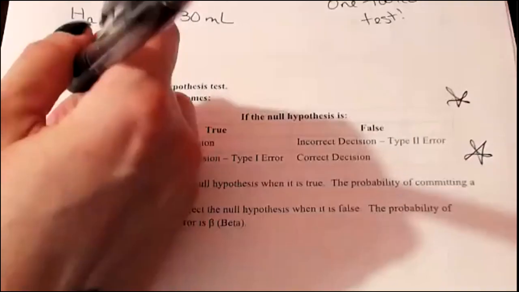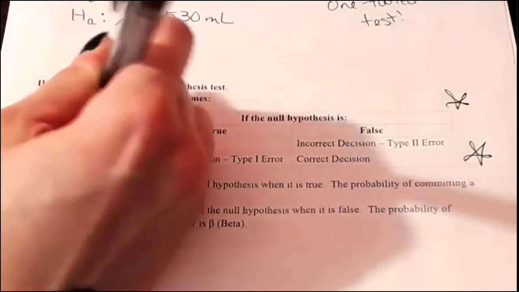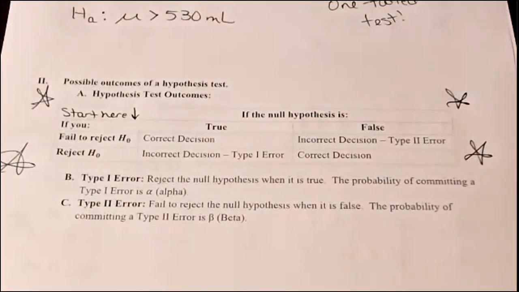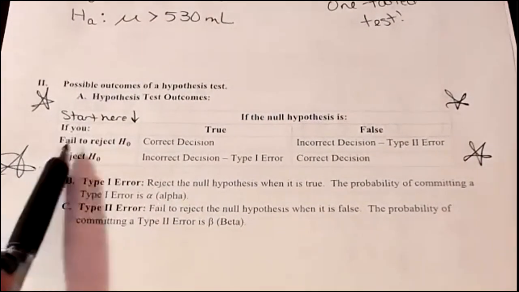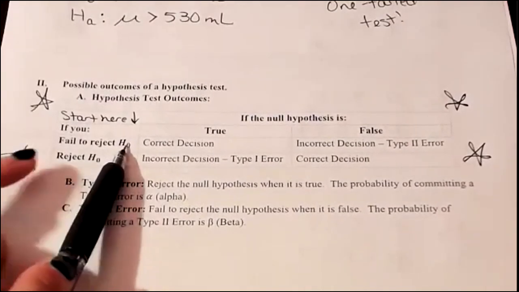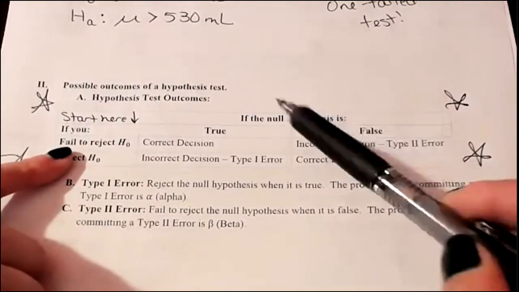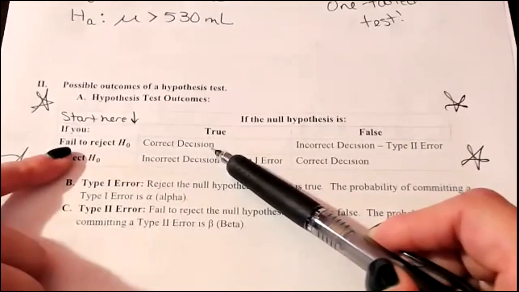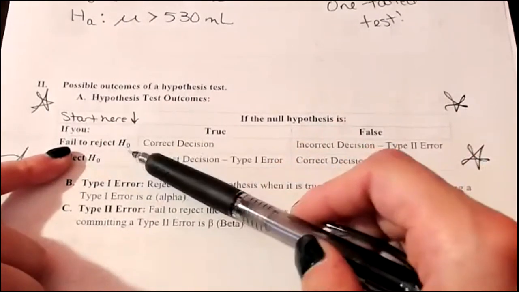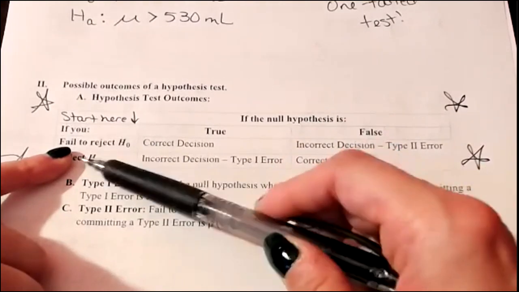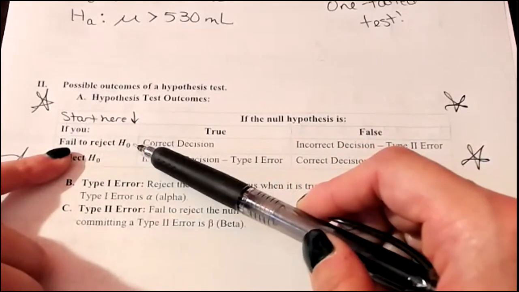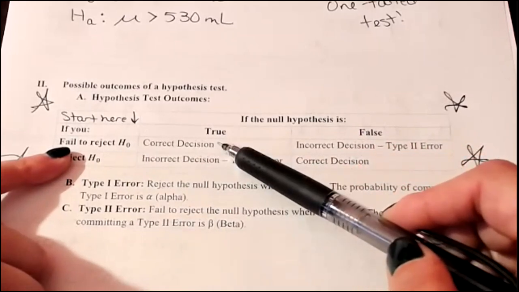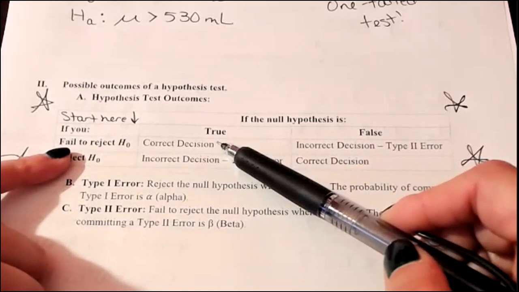So I'm going to say start here. You start in this column. If you fail to reject the null, and the null hypothesis is true, then you made a correct decision. You said there wasn't enough evidence to get rid of the null. There wasn't enough evidence to say that the null wasn't true. And the null hypothesis is true, so we made a correct decision. We could feel good about that.